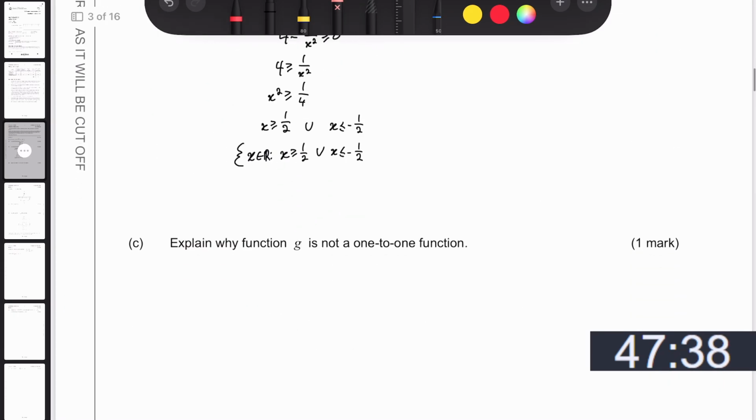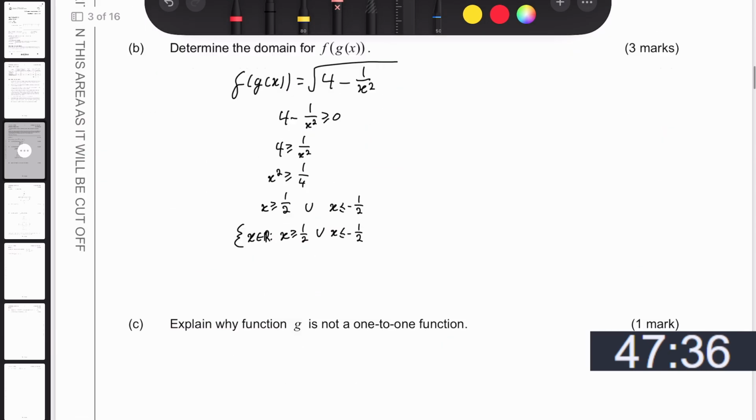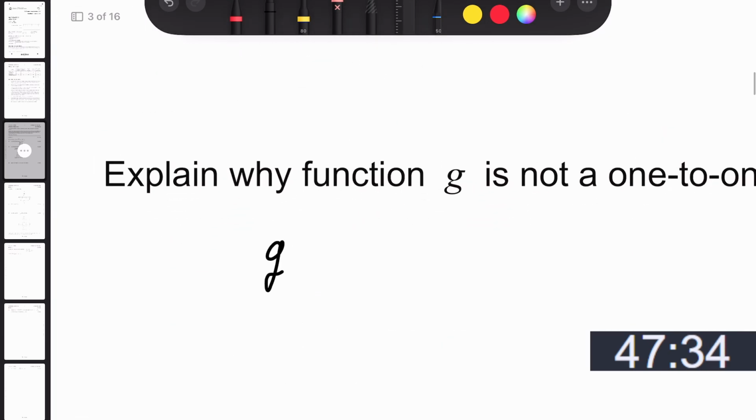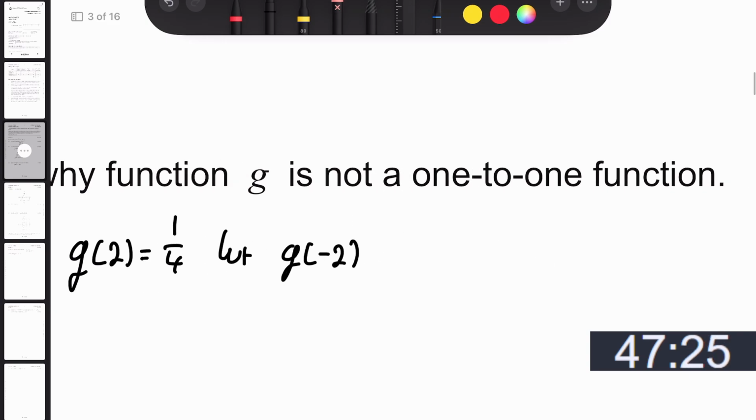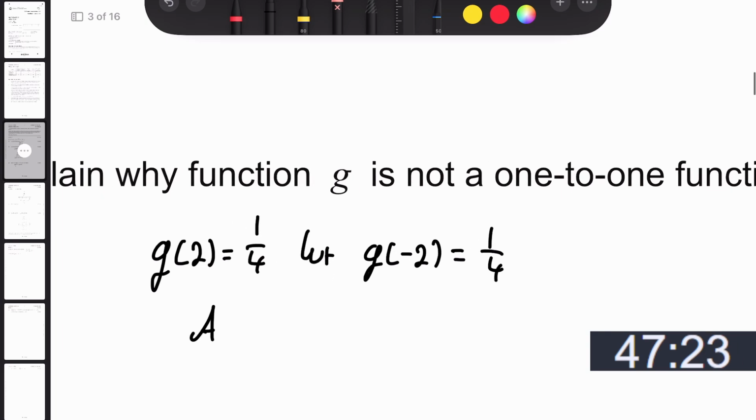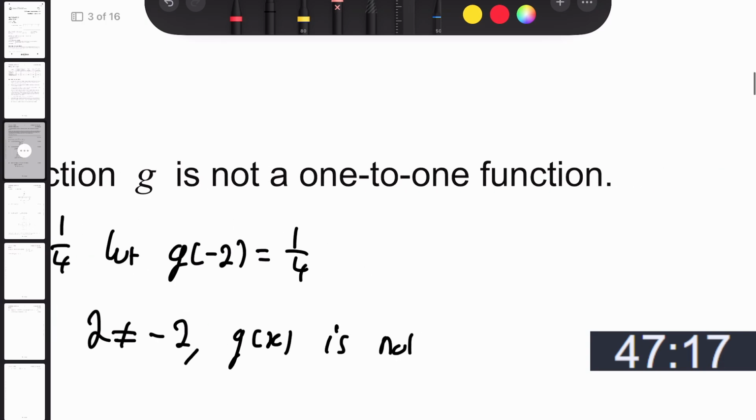Explain why g is not a one-to-one function. So let's say g of 2 is equal to 1 on 4, but g of negative 2 is also 1 on 4, and clearly as 2 does not equal negative 2, g of x is not a one-to-one function.